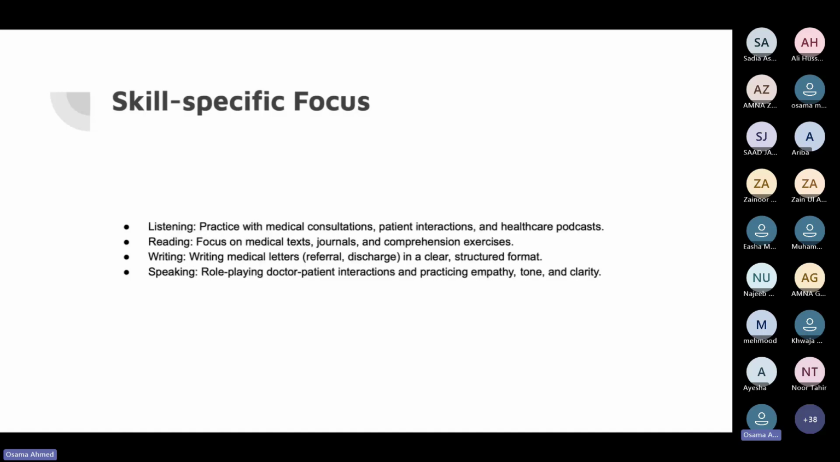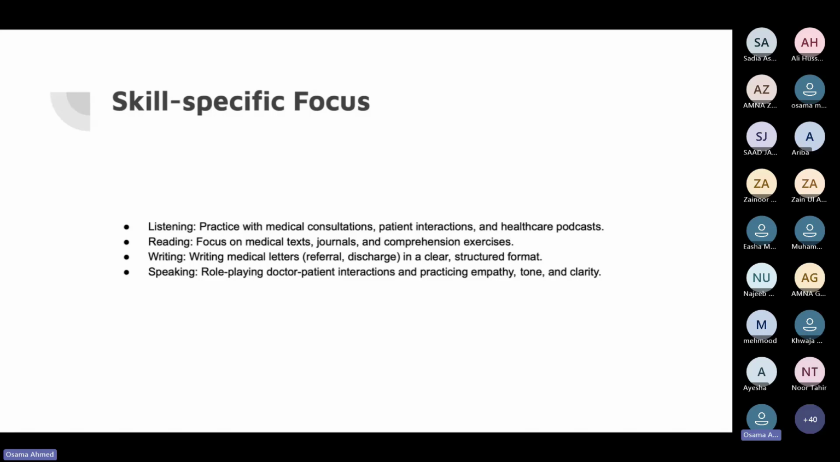As we'll go through the format of the test ahead, there are four main parts of the test: listening, reading, and then writing and speaking. This is actually the order in which you will be giving your exam on the exam day as well. First comes your listening section, then reading and writing and so on.